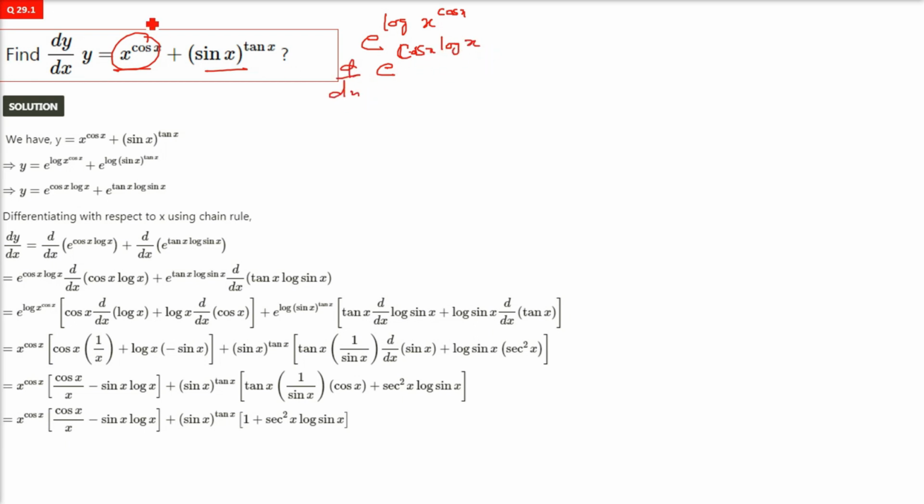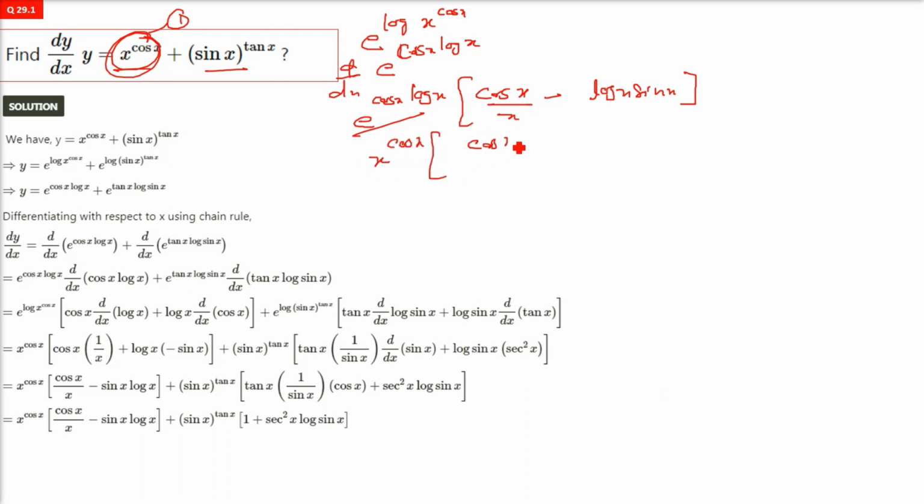Differentiation of this, first one I am doing. So d by dx of e to the power cos x log x will be the same, and then cos x times log x: the derivative of log x will be 1 by x, then you can take log x here, and cos x will be minus sin x. So let us write like this. This is the first part already done. This came from x to the power cos x, e to the power cos x log x. I am writing it as x to the power cos x times cos x by x minus sin x log x. This is your first part.